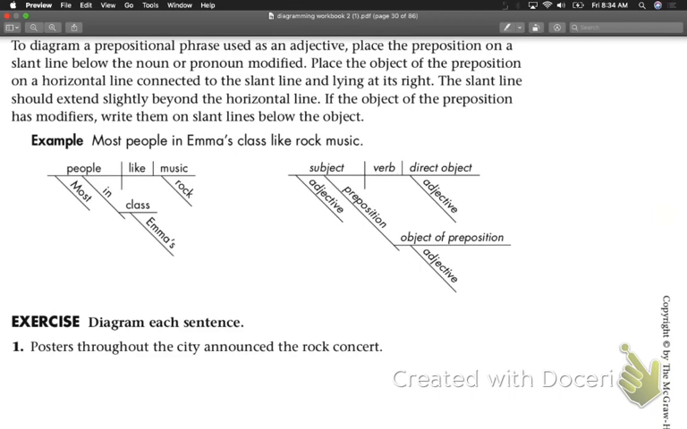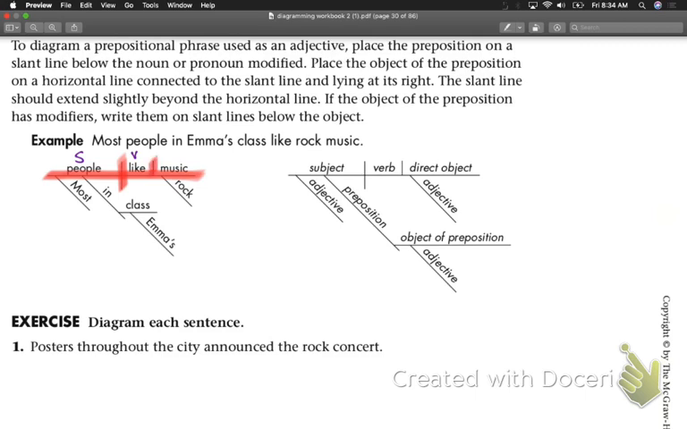All right, so we have: Most people in Emma's class like rock music. Who or what are we talking about? When we're talking about people, we still have to do that baseline. Yes, you see me highlight it? Then we've got to do the subject predicate line. We're talking about people. People is going to be your subject. What are people doing? They like. There's your verb. They like who or what.